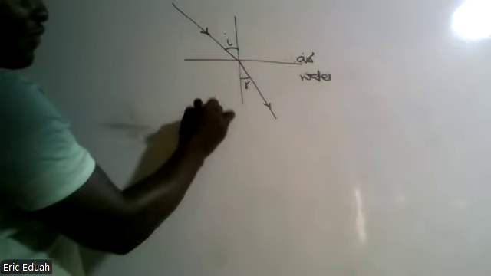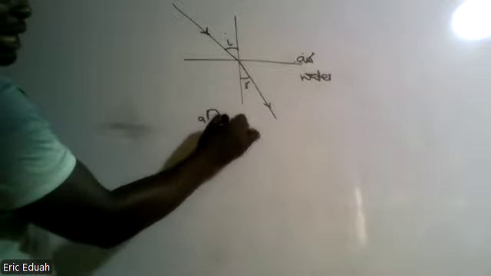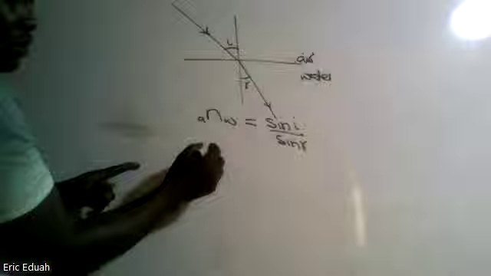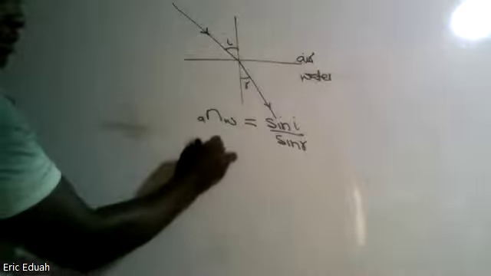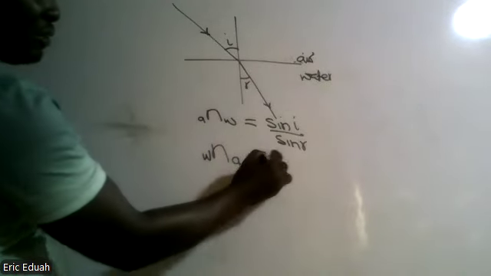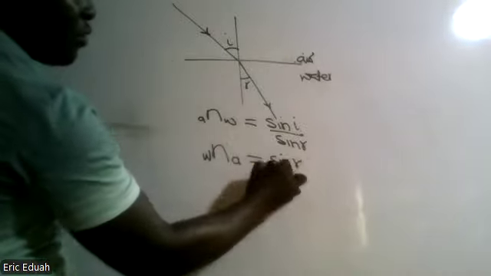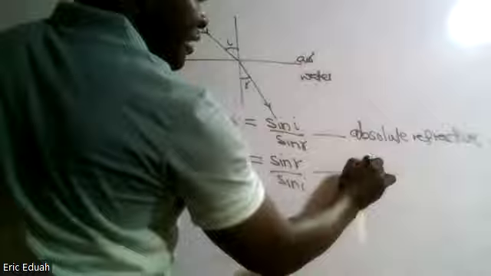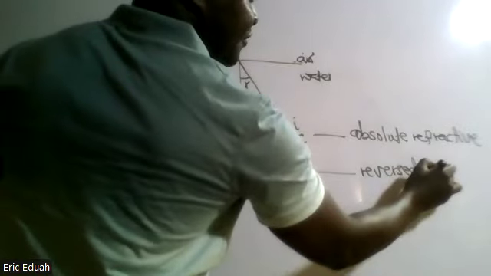So light is from air to water. When you apply Snell's law, the refractive index as light moves from air to water is equal to sine I over sine R. When you reverse this, when you take the path of light to be moving from water to air, you have the refractive index being equal to sine R over sine I. You see, the difference between these two is that this is the absolute refractive index, and this value is the reverse refractive index.